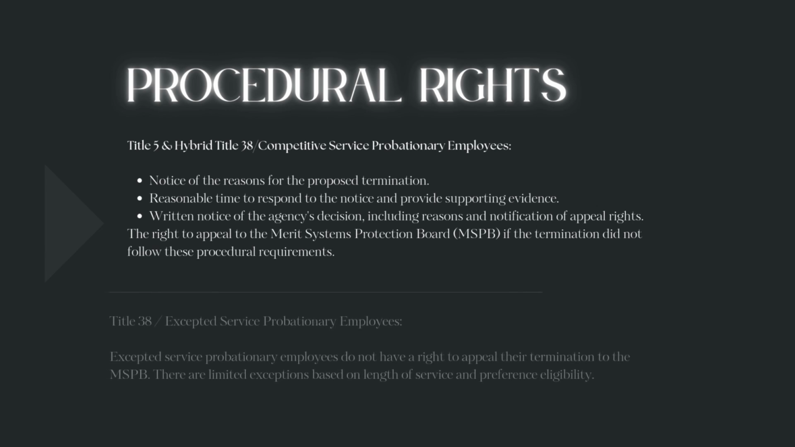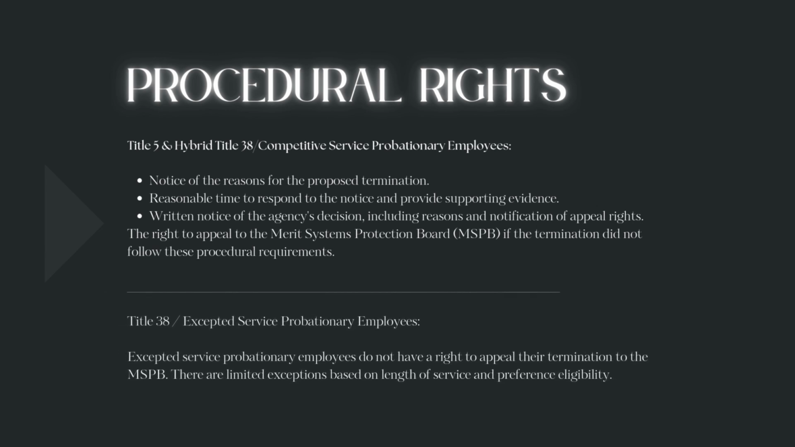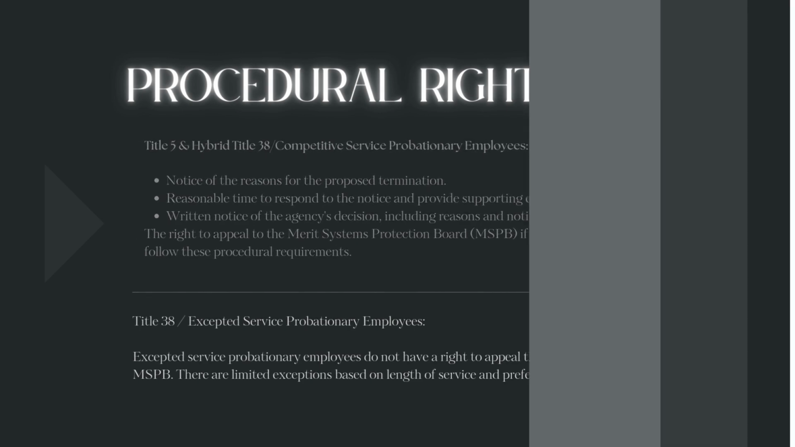Title 38 accepted service probationary employees do not have the right to appeal their termination to the MSPB. There are limited exceptions based on the length of service and preference eligibility. Regardless of service type, probationary employees may have other avenues for review, including filing an equal employment opportunity complaint, a grievance, or a request for corrective action with the Office of Special Counsel. However, pursuing one option might limit or preclude others.